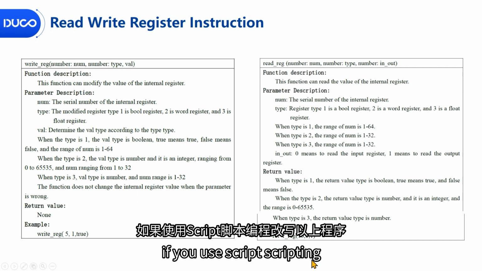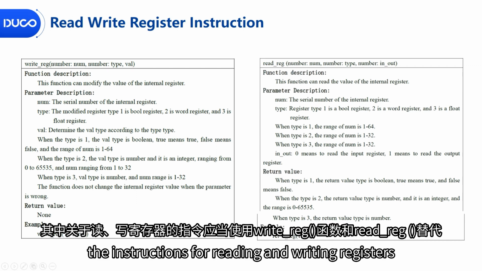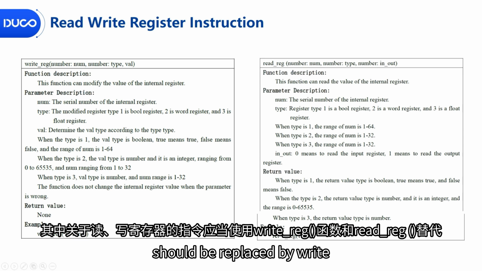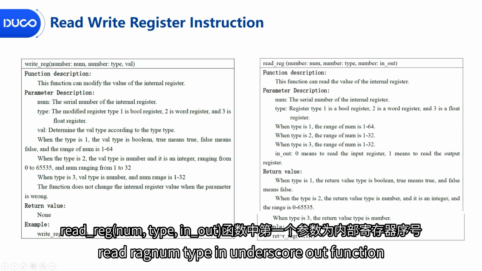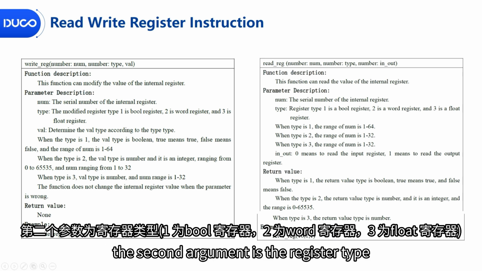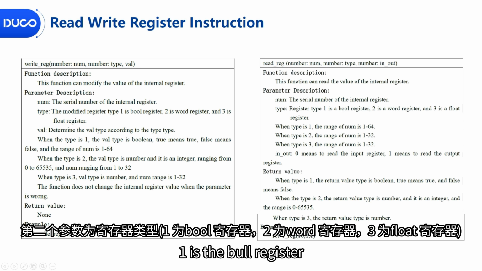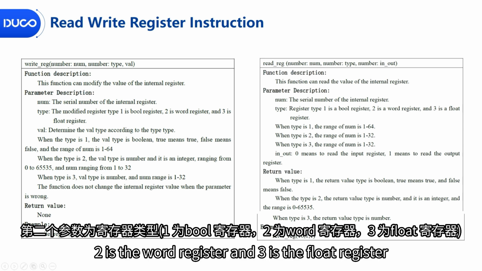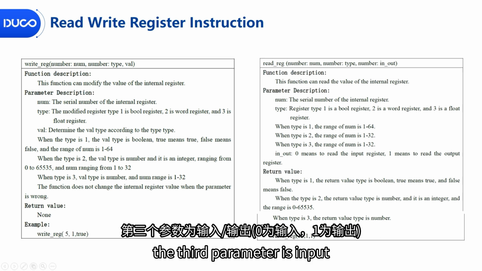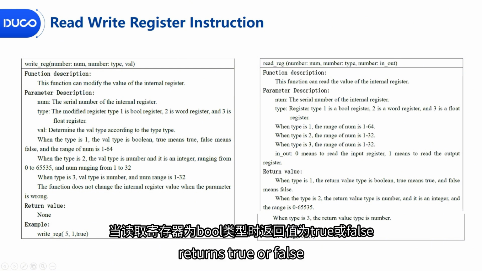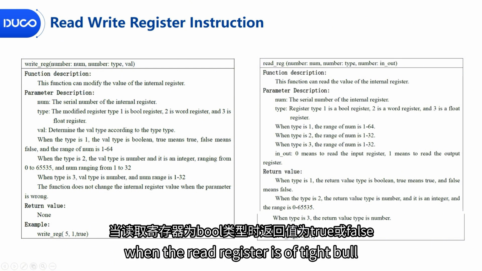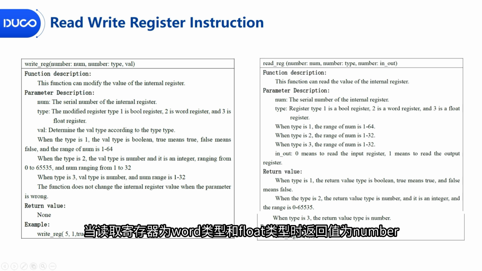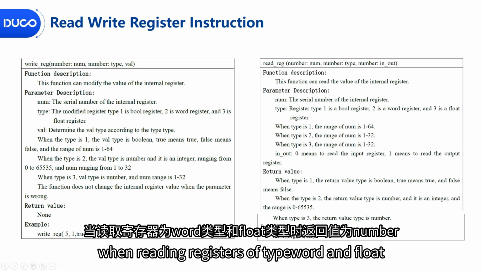If you use scripting to rewrite the above program, the instructions for reading and writing registers should be replaced by write_reg and read_reg. In the read_reg function, the first argument is the internal register number. The second argument is the register type: 1 is the bool register, 2 is the word register, and 3 is the float register. The third parameter is input or output: 0 for input, 1 for output. It returns true or false when the register read is of type bool. The return value is a number when reading registers of type word and float.